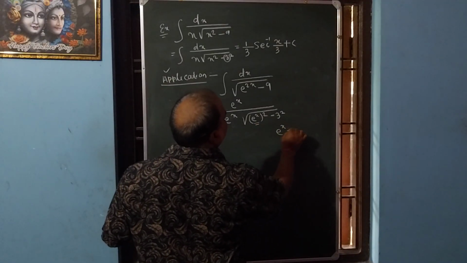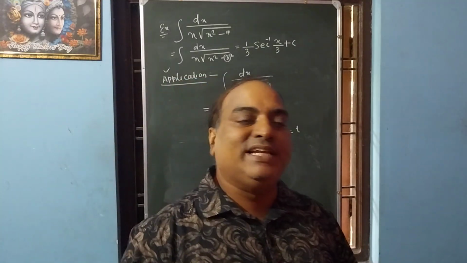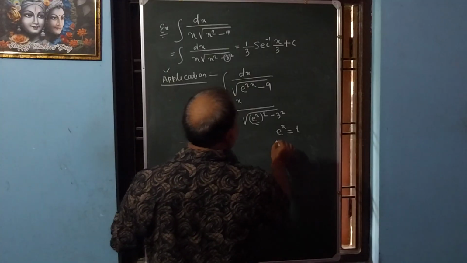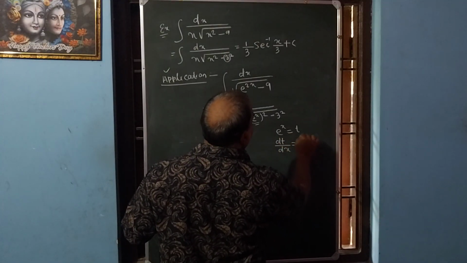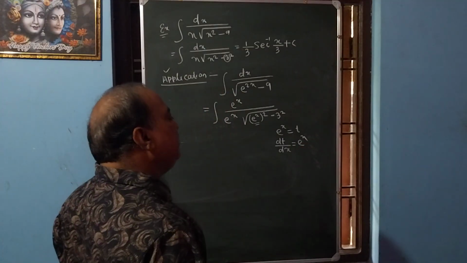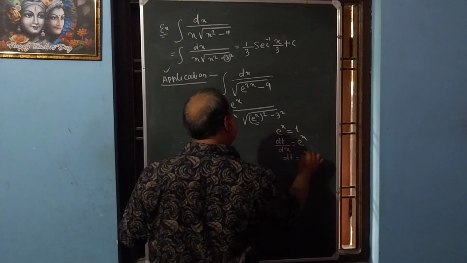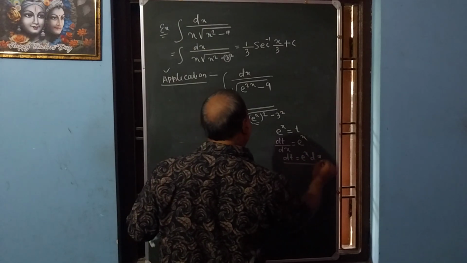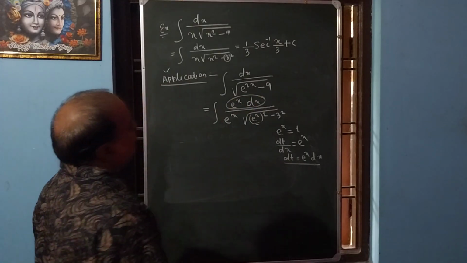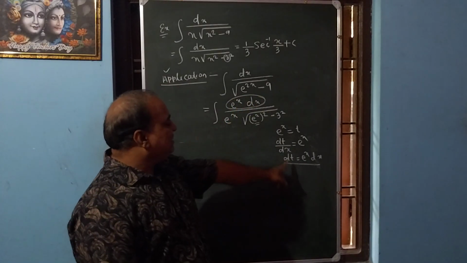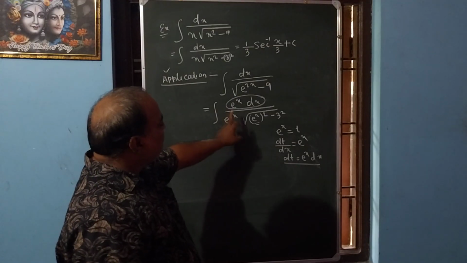e to the power x is equal to t. Once you take this, you have to differentiate on both sides with respect to x. So we get dt/dx is equal to the derivative of e to the power x, which is e to the power x. So dt is equal to e to the power x dx. Now in place of e to the power x dx, we have to put dt, and in place of e to the power x, we have to put t.